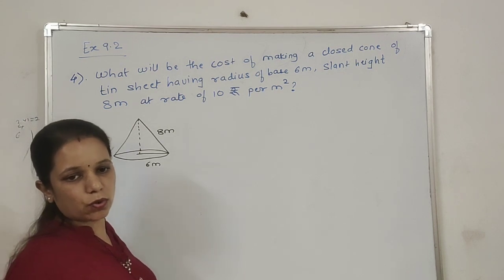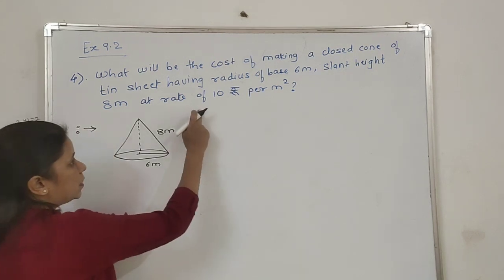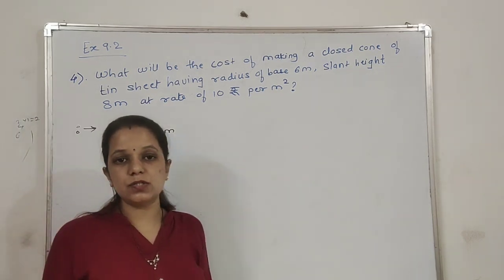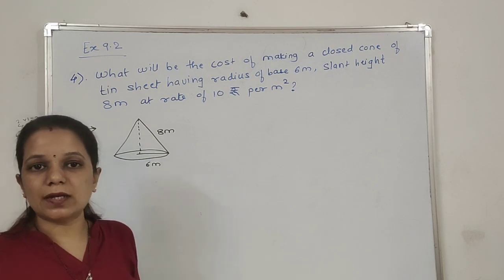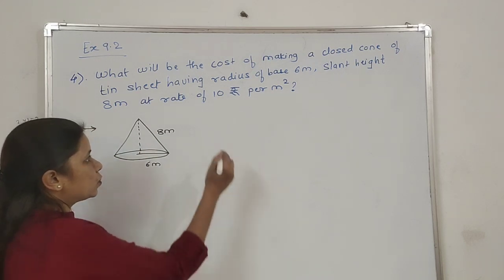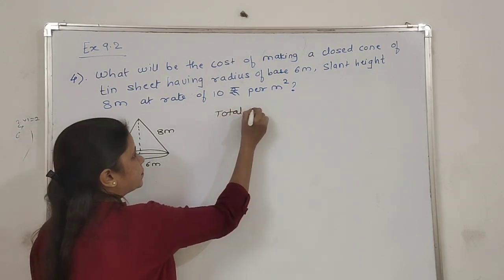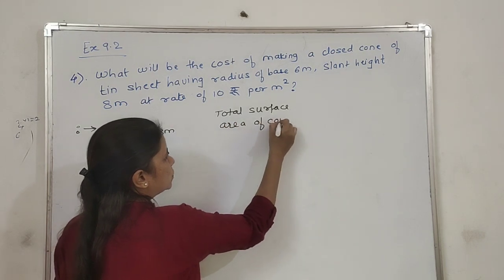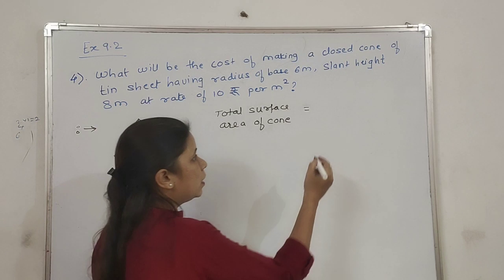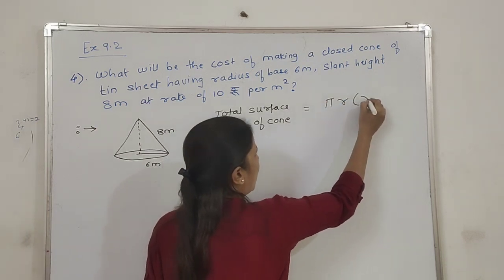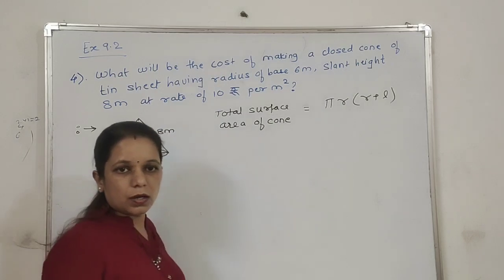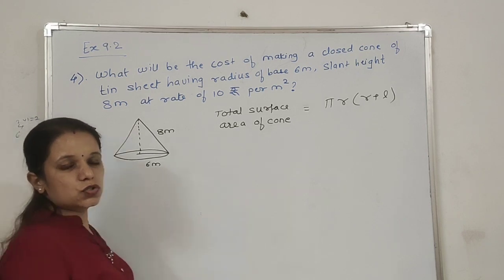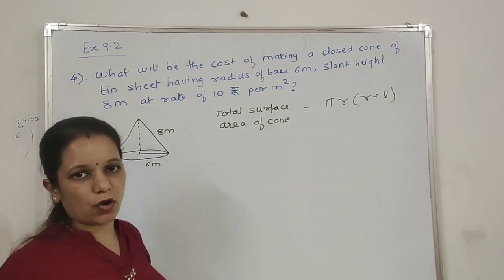Now how will we know what we need to calculate? The rate is given per meter square. When the rate is given in square, it means you need to calculate the area. Okay. So total surface area of cone is given by the formula pi r times r plus l. Okay. Now we have the slant height here, we have the radius here, so we can calculate total surface area of the cone.